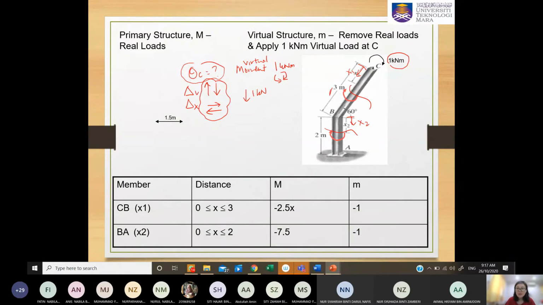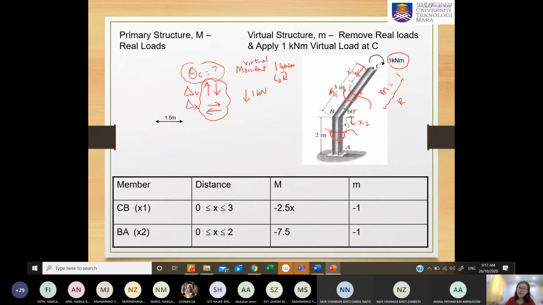So if I'm going to get my small m1, I will decide on my right part of this structure. This will be my right part. The left part will be hidden from my side. I can't see it at all. So now I will be looking at any moments or applied load that will contribute moment to X. There will be only 1 kilonewton meter. Therefore my M is equal to 1.